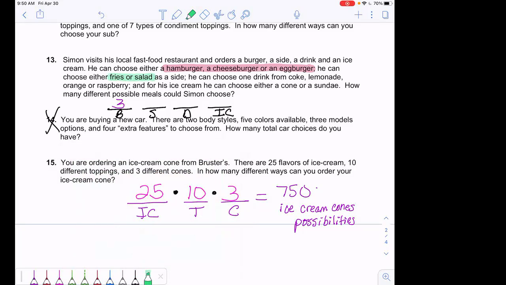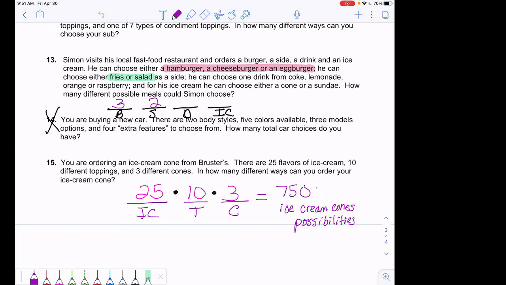So that would be fries or a salad is 2. Yeah, those are his 2 side options. You either get a fry or you get a salad and be healthy. Go for the fries. Haley, how many drinks can he choose from?